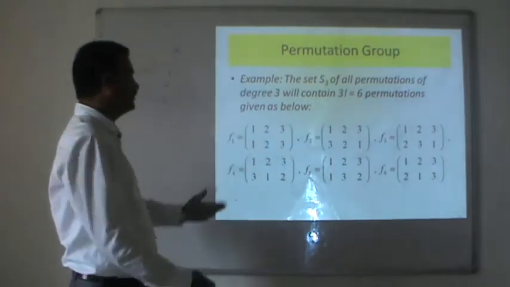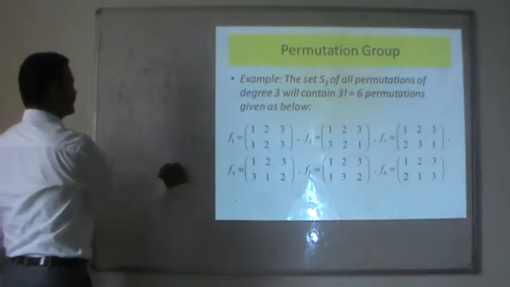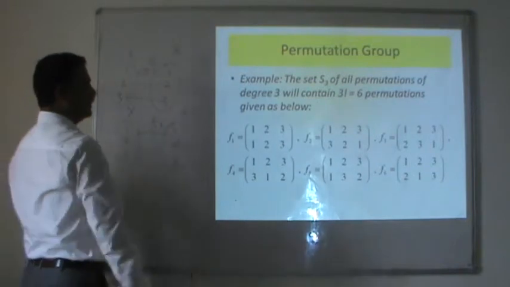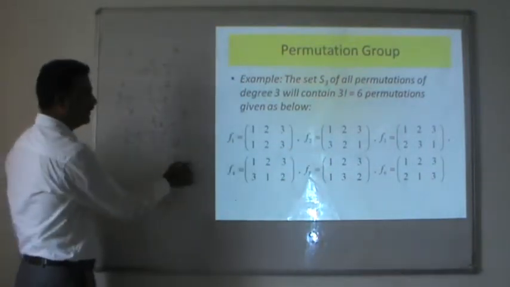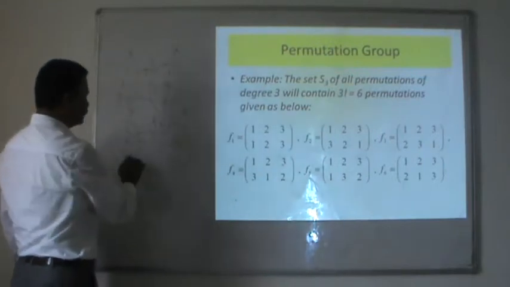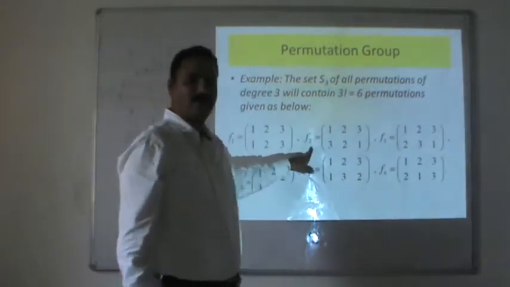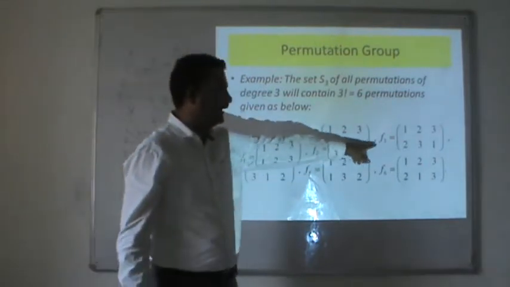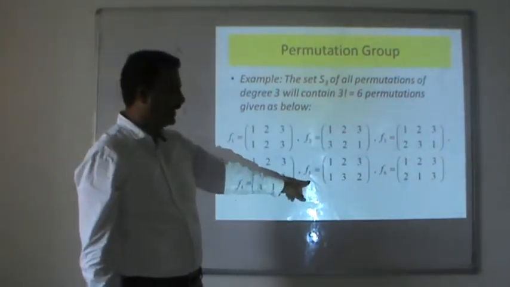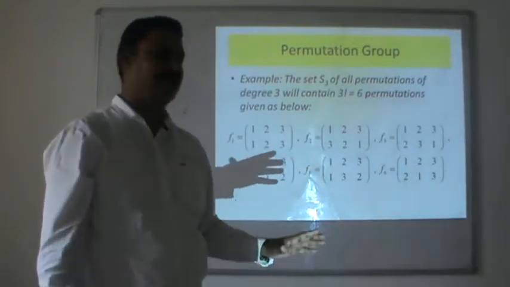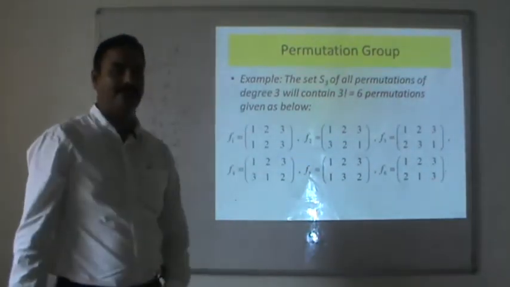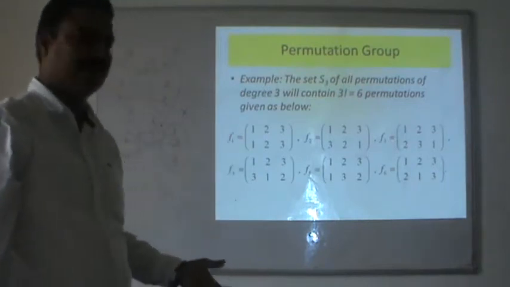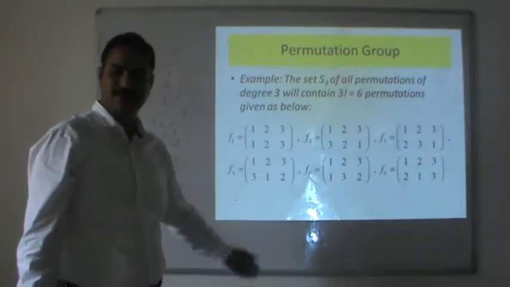This f2 is another permutation which we define over the set X: 1 goes to 3, 2 goes to 2, and 3 goes to 1. This is the second permutation which we define over a set X, which consists of 3 distinct elements. In a similar manner, we also define f3, f4, f5, and f6. These are the total number of permutations which we define over a set X having 3 elements. And we know that if the set contains 3 elements, then obviously 3 factorial, that is 6 permutations, we can define over this set.